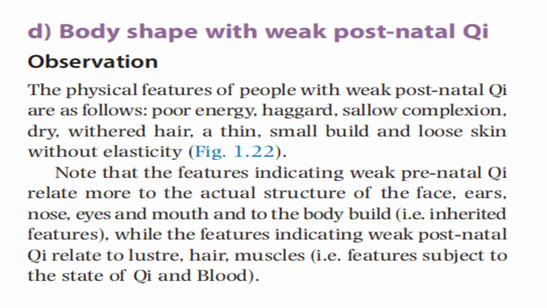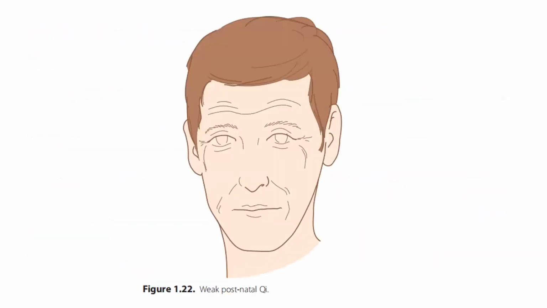Note that the features indicating weak prenatal qi relate more to the actual structure of the face, ears, nose, eyes, and mouth, and to the body build that is inherited features. While the features indicating weak postnatal qi relate to luster, hair, muscles, that is, the features subject to the state of qi and blood. We have here a picture of a weak postnatal qi.